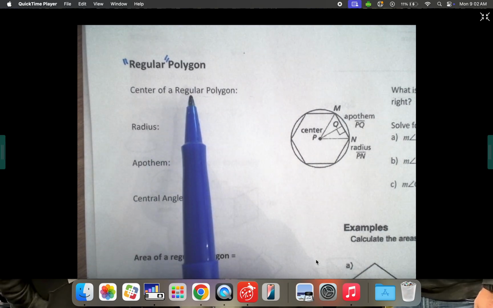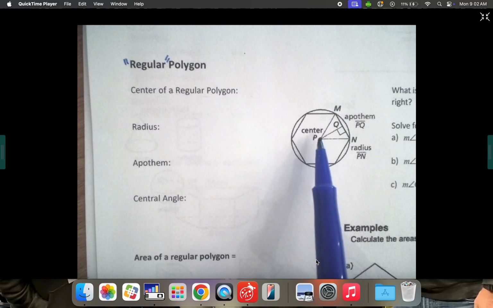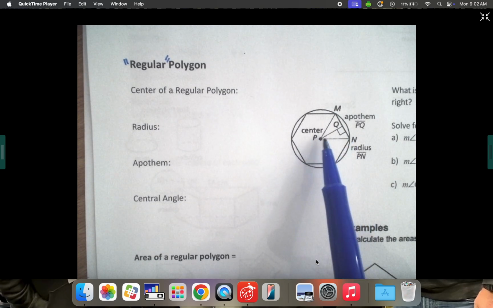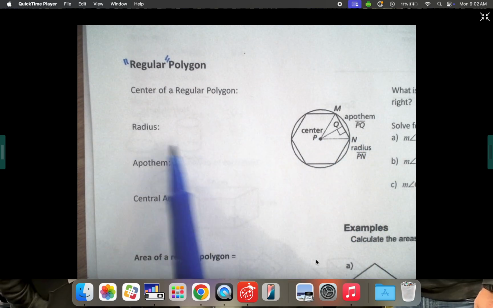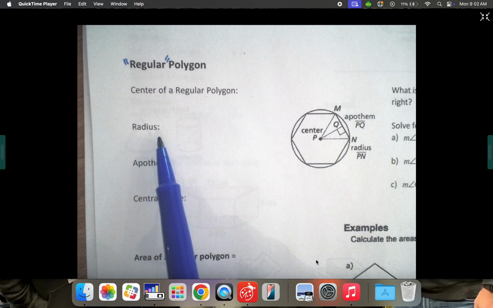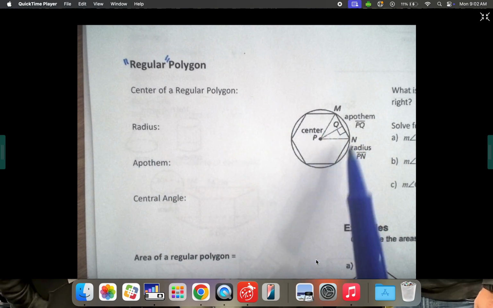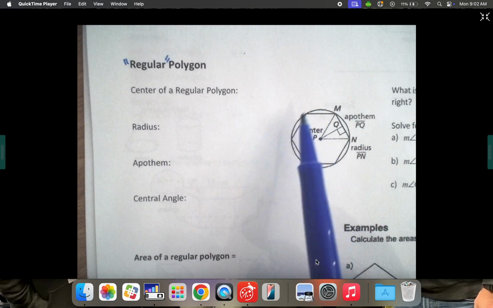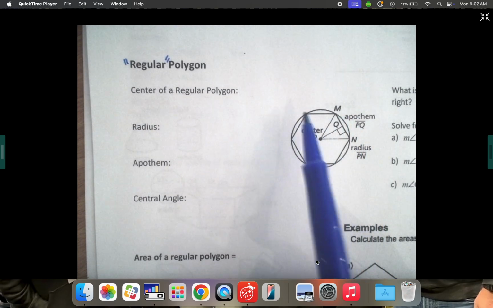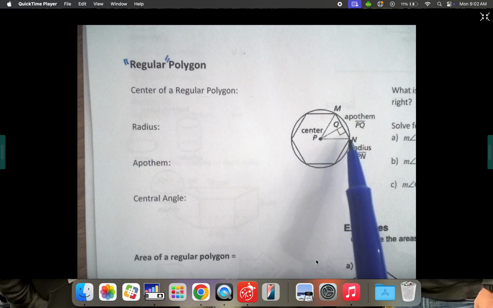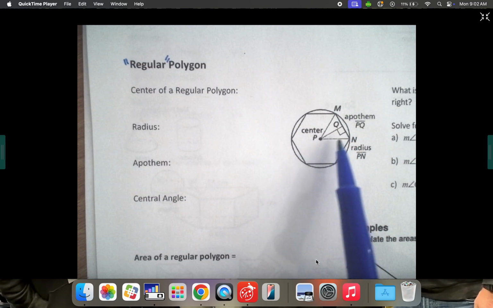The center of a regular polygon and the radius of one are both in its circumscribed circle. So basically, if you put a circle around the edges of a polygon, the center would go out to the edge of the circle, and it would go to the corner as a radius.